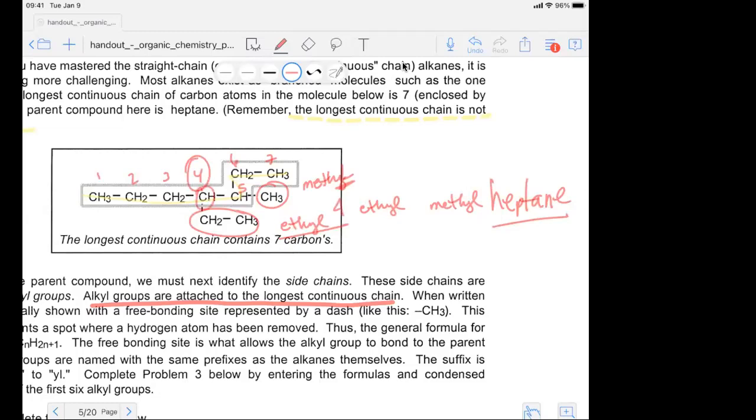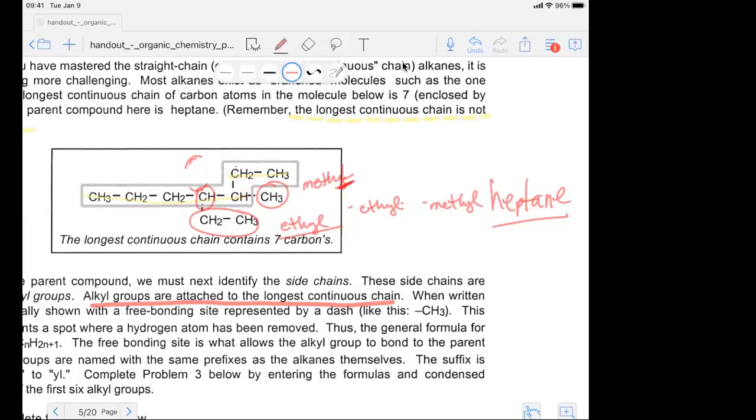So that would be 4 dash ethyl, and punctuation matters now. So 4 dash ethyl dash, and then the methyl group is on number 5. 5 dash. So according to the way that I have numbered this parent chain right now, this compound would be called 4-ethyl-5-methylheptane.